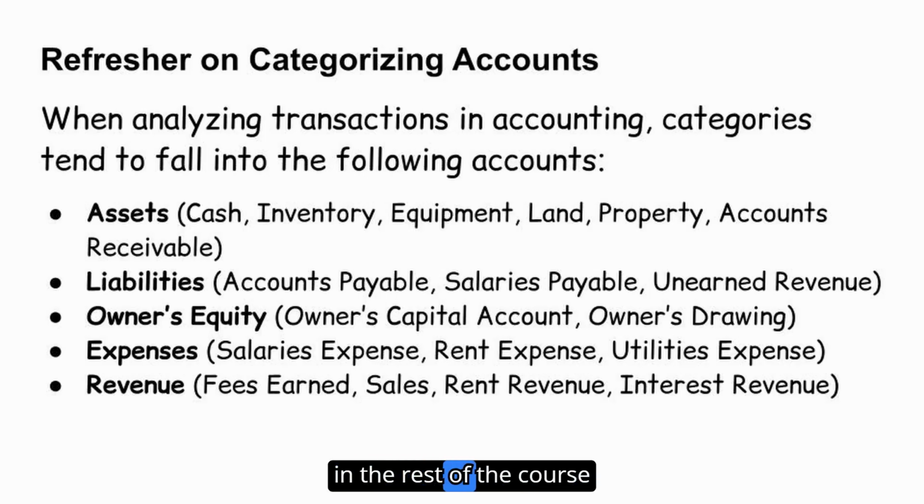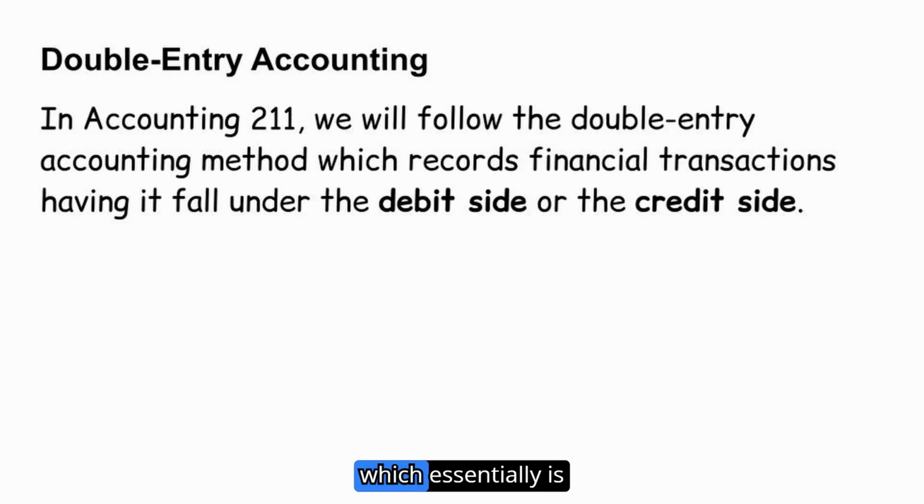Also being used in the rest of the course is the double entry accounting method, which essentially is a method for recording financial transactions that will fall either under the debit side or the credit side, and keep in mind that both sides will need to be in balance with one another. So how do we decide whether an account should be debited or credited? Here are the rules on how to do that.